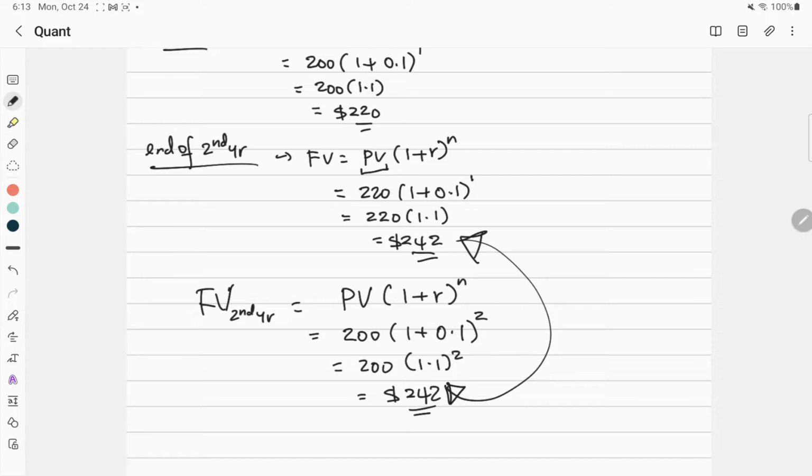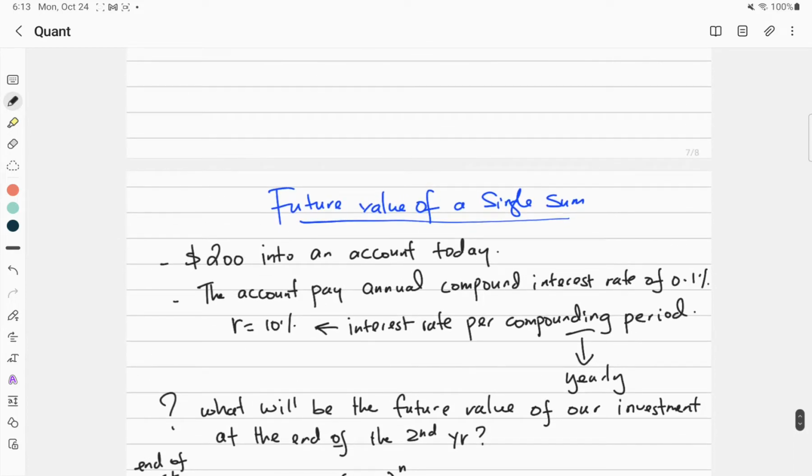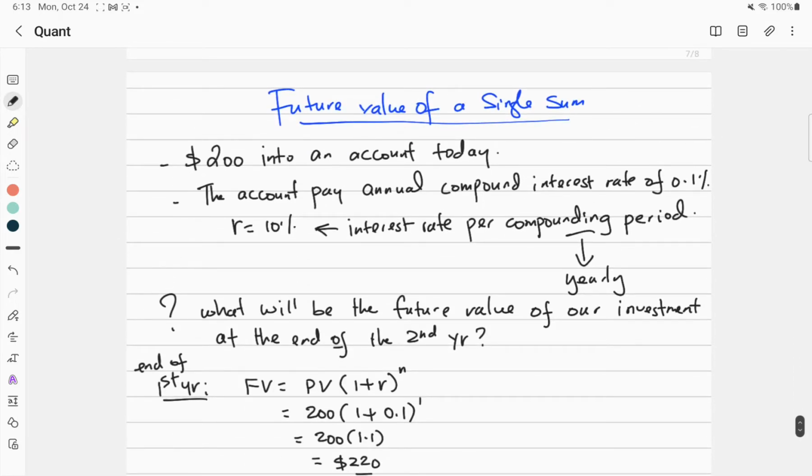So the future value of a $200 investment at the end of the second year with an interest rate of 10% is $242. This is what we mean by finding the future value of a single sum, or a single investment that's made at the initial period of an investment.